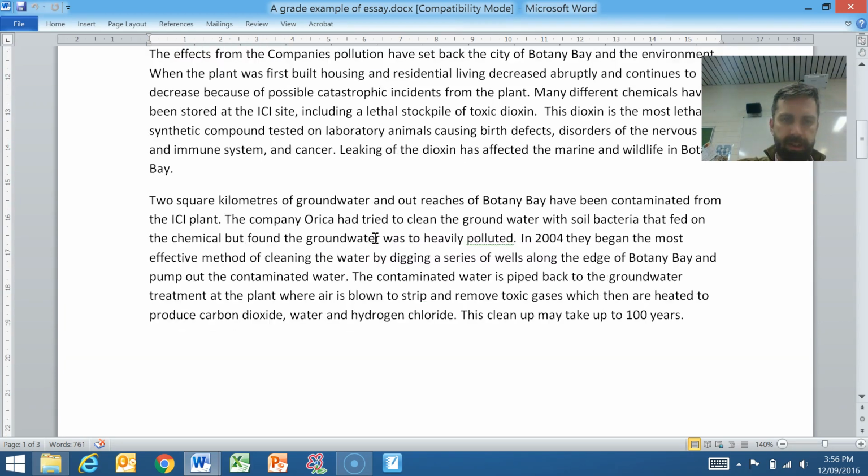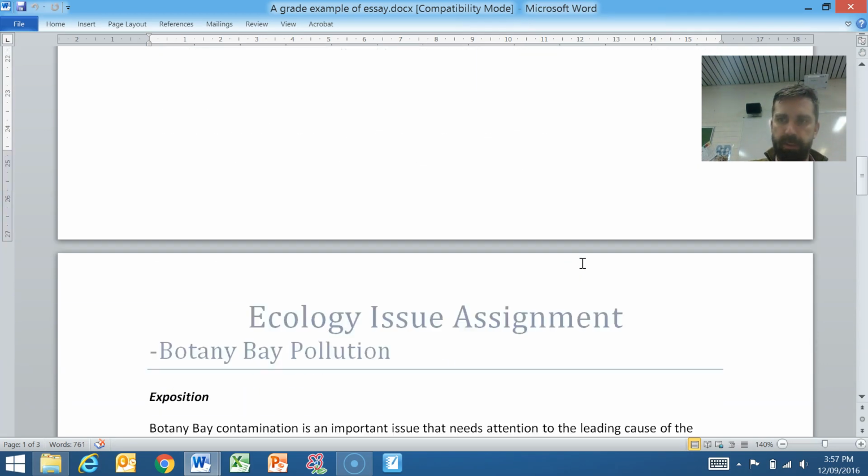If we go down to the last paragraph of their part A, they've actually talked about the extent of the pollution. So it's all about how much land has been affected by it. So they've talked about the groundwater and the soil bacteria. So this paragraph is all about the effect on the land. Okay. So let's just go down and have a look at their exposition.